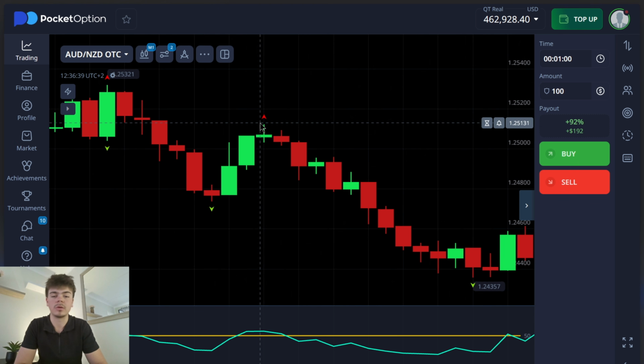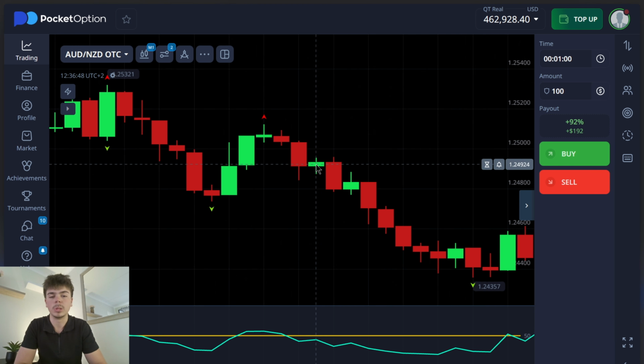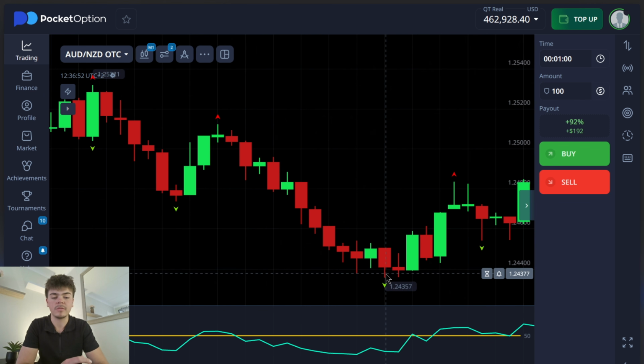So we see that the red fractal is created over here. Therefore, we need to wait for the RSI to cross below our 50 level. We see that that happens at this point over here. We could take a sell on this one, we would lose, but that's fine because we can re-enter all the way until we see that a green fractal forms over here.